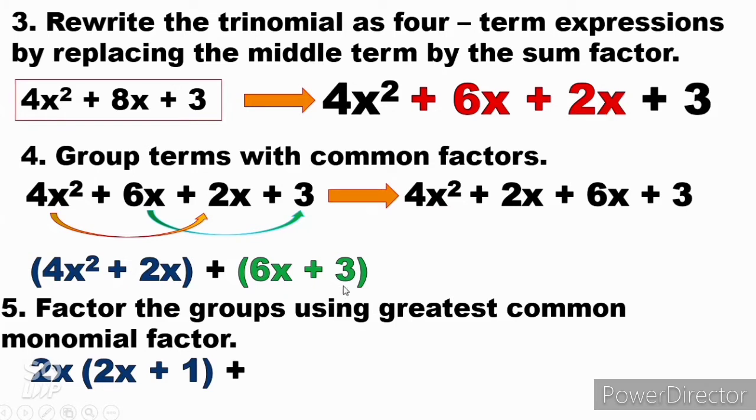Next, second group, 6x plus 3. Common factor is 3. So, divide natin. 6x divided by 3, the answer is 2x. And then 3 divided by 3 equals positive 1. So, yan yung factor ng pangalawang binomial natin or pangalawang group. Now we have 2x times the quantity of 2x plus 1 plus 3 times the quantity of 2x plus 1.